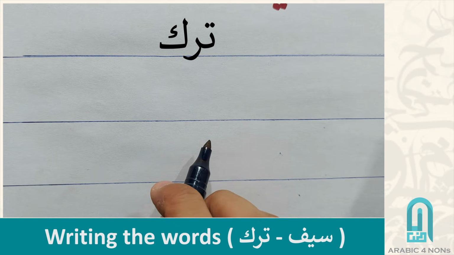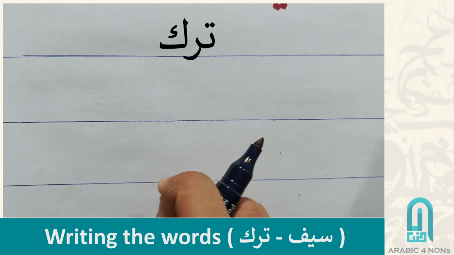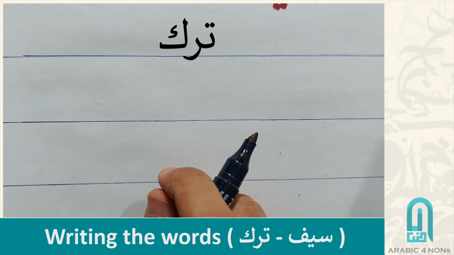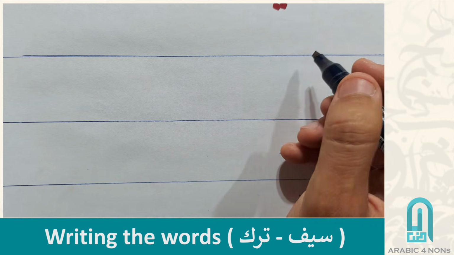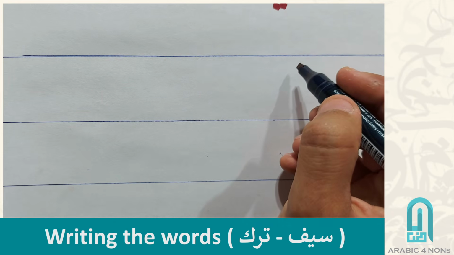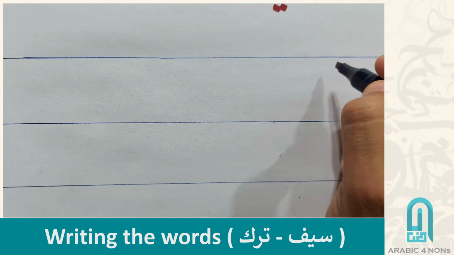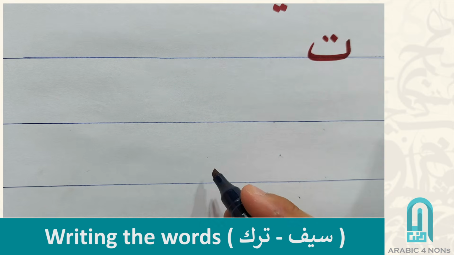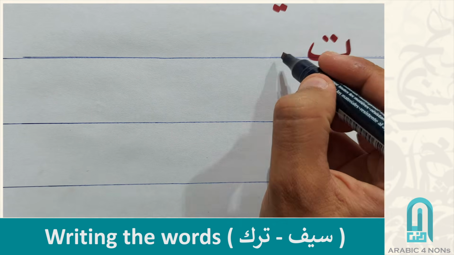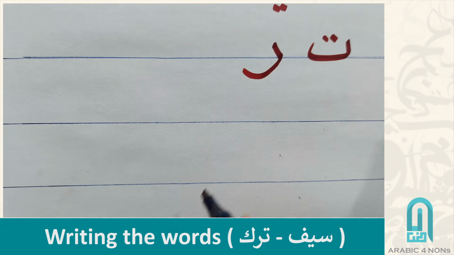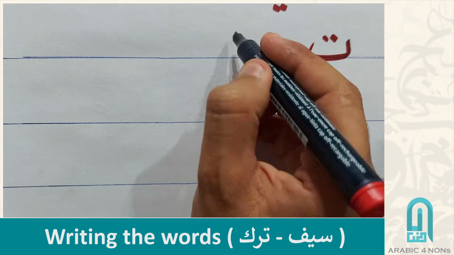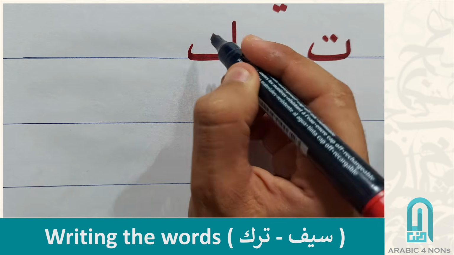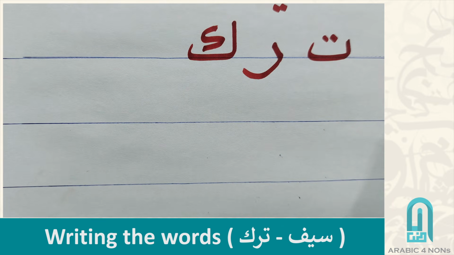Let's now do the same breakdown. I will write first the isolated format of the letters. The first one, letter te, we know how to write this one. A boat and two dots, right? The second one, letter ra, like this. And the third one, letter k, like this, right?